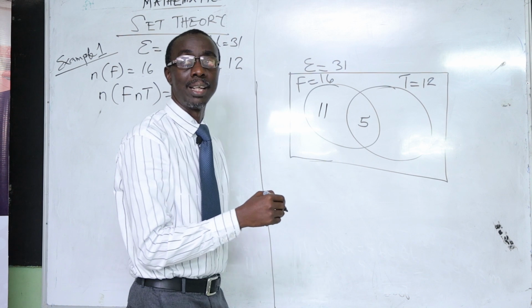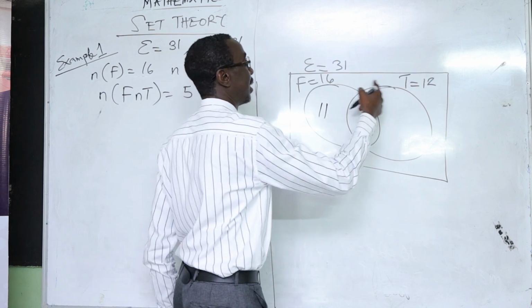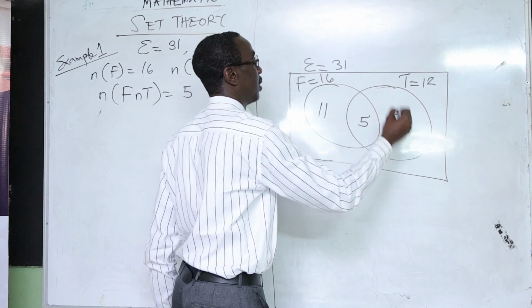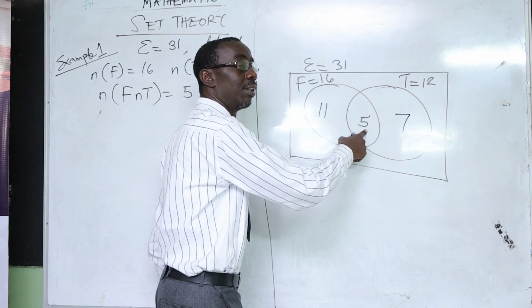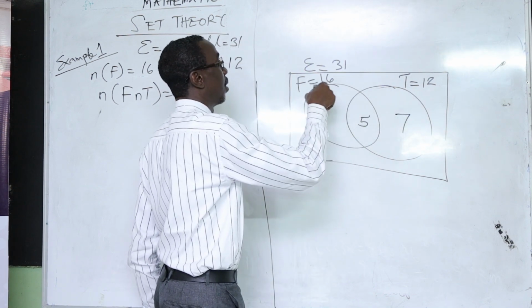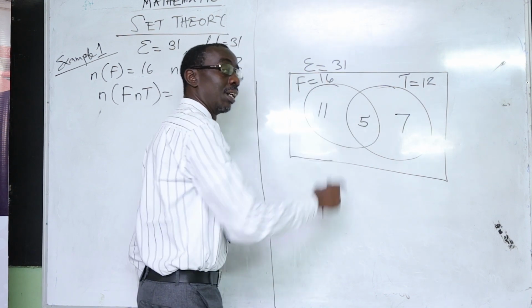Are we still together? Yes, sir. Looking at this circle, the remaining part of the circle here should be 7. That's 12 minus 5. Because the total circle is what? Total circle here is what? 16.